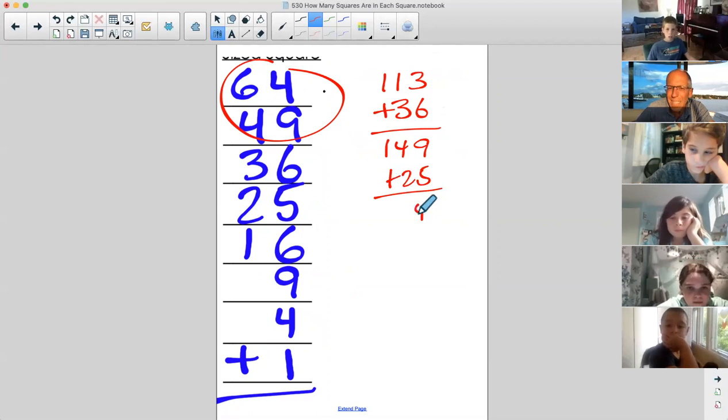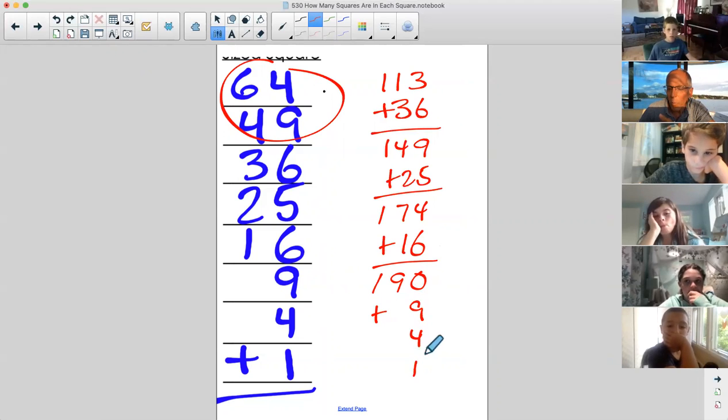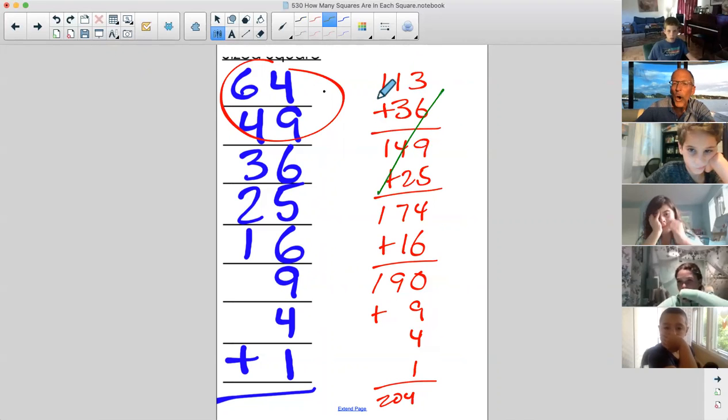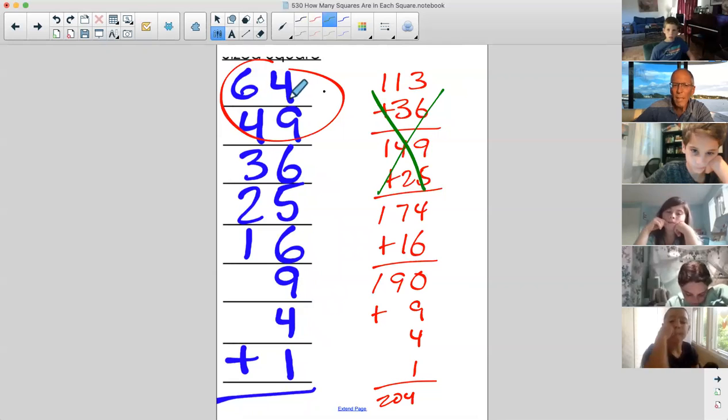Guys, is this method an efficient method? No, but it'll work, but it is very, very inefficient. Then you would have to add 9 and 4 and 1, and that would give you 204. But I do not like this method only because it takes too long. And only one of you got the right answer. Only one. And I can guarantee you that if you do it my way, you'll always get it right.